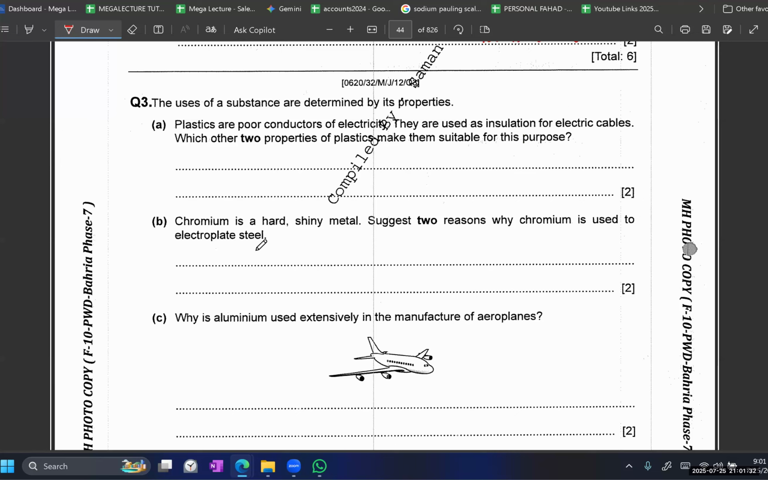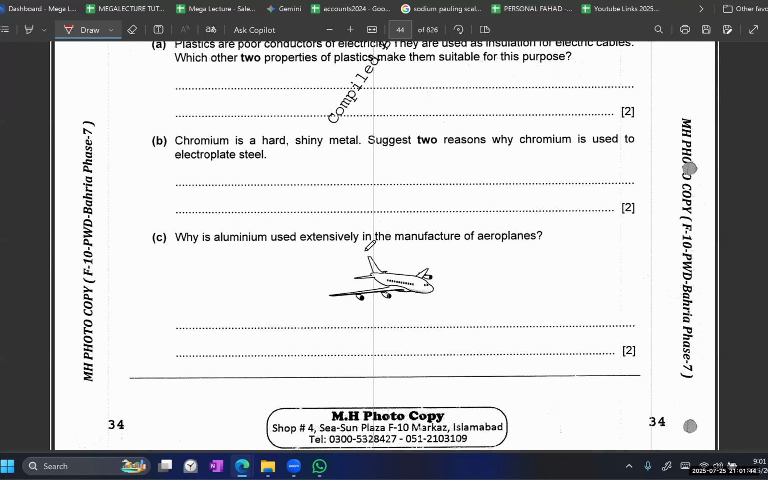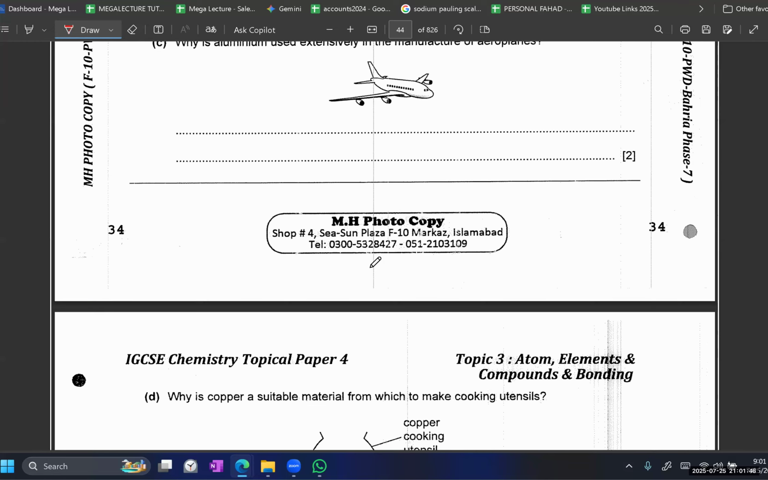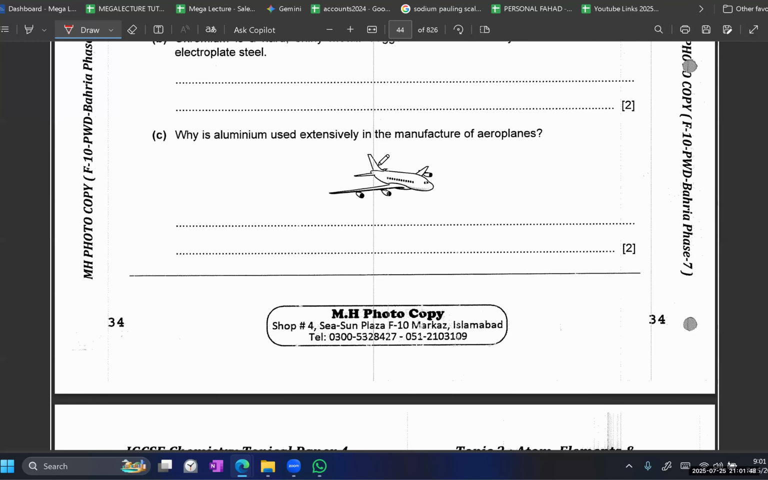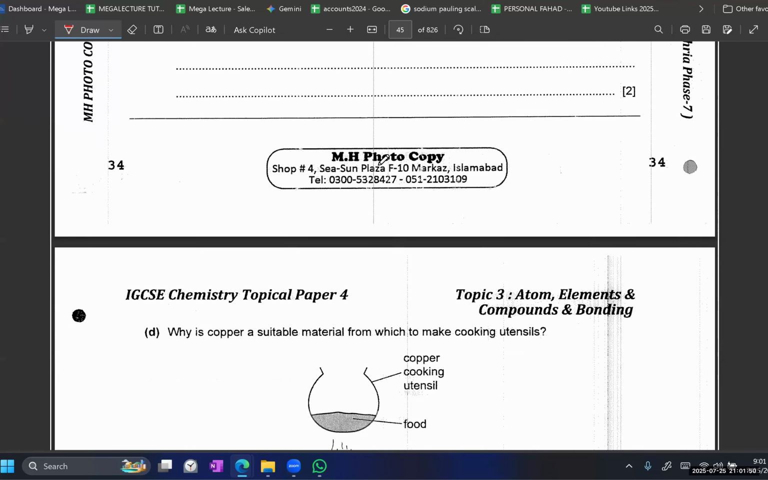So plastic comes under organic, we leave that. We did metal as well. So chromium is a hard, shiny metal. So just two reasons why chromium is used to electroplate steel. Let's skip this one, the details of metals. We'll do that in a separate chapter.